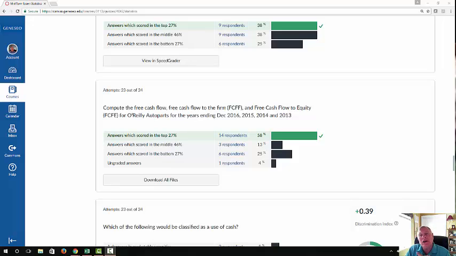When we look at the O'Reilly Auto Parts questions, I think the majority got a lot of things, and what was missing on a couple of things is, let's start out with free cash flow to the firm. The first thing is, if you notice, it asks for free cash flow to the firm, free cash flow to equity. So the one thing that a number of people did is they only computed two of them and didn't complete the third one. The other was that you didn't show your work, you just had numbers down.